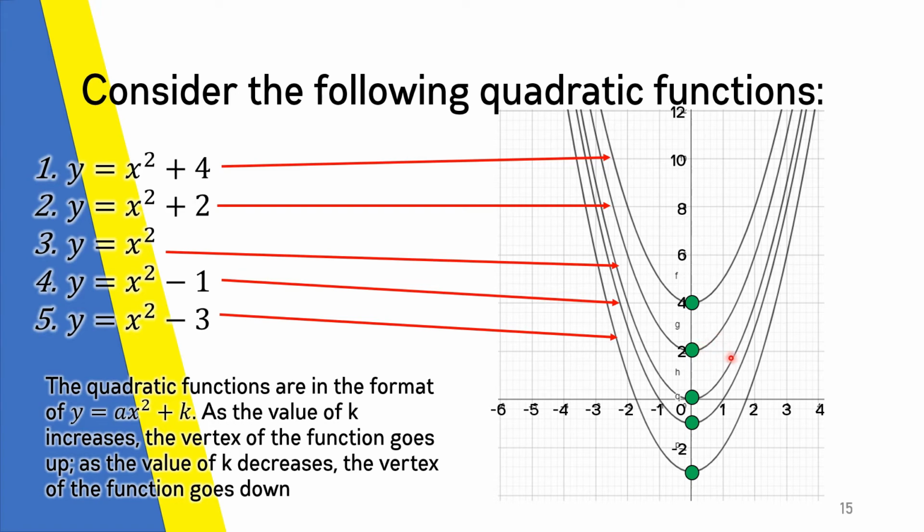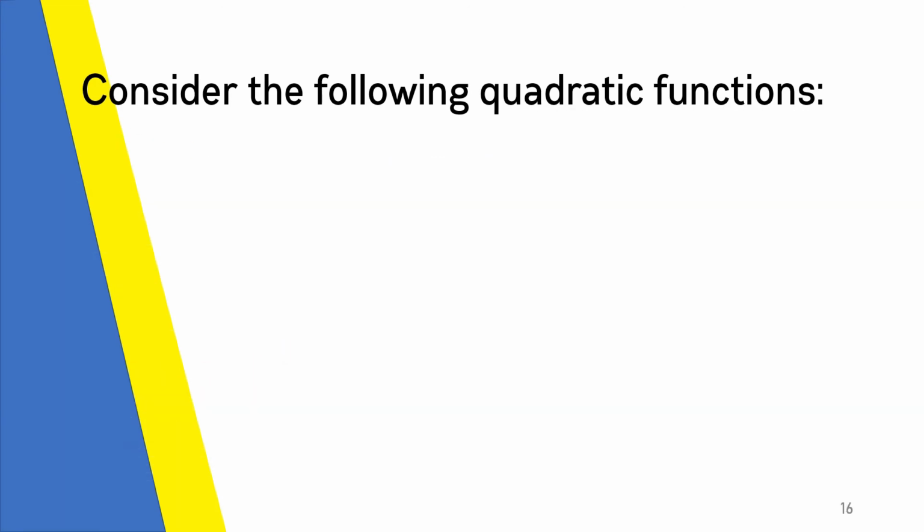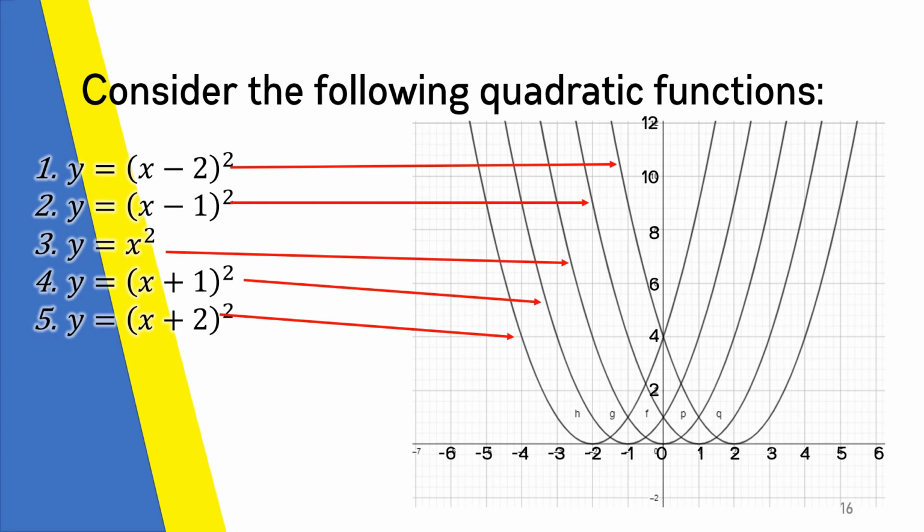And as the value of k decreases, the vertex of the function goes down. So as we're about to approach a negative value, it goes down, down, and down. So here's the consideration that we're about to do. Okay.